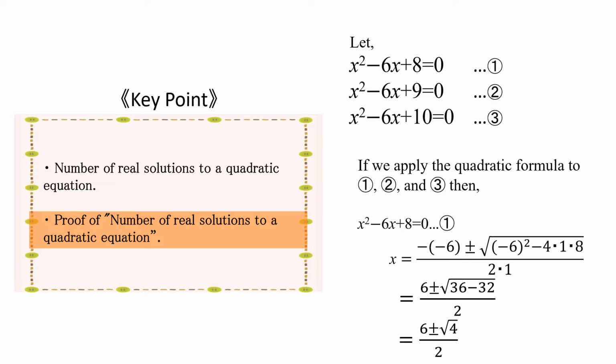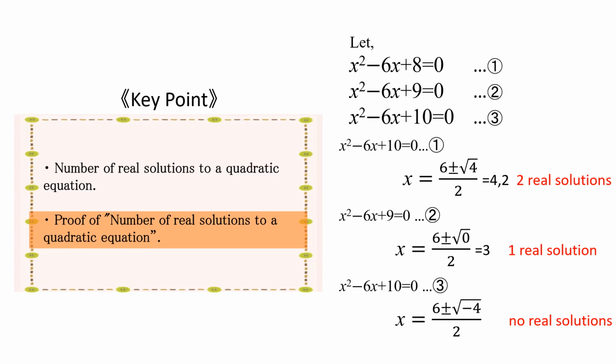Next, we apply the quadratic formula to 1, 2, and 3. The equation for 1 looks like this. The equation for 2 looks like this. Finally, the equation for 3 looks like this. In summary, what we have done is shown on the right.